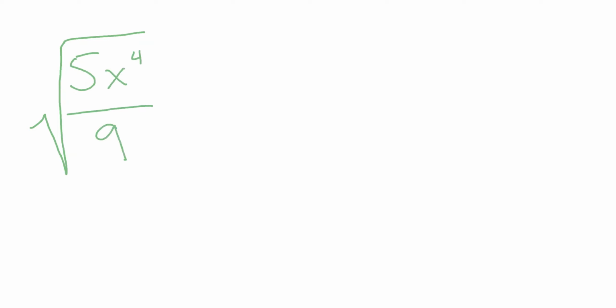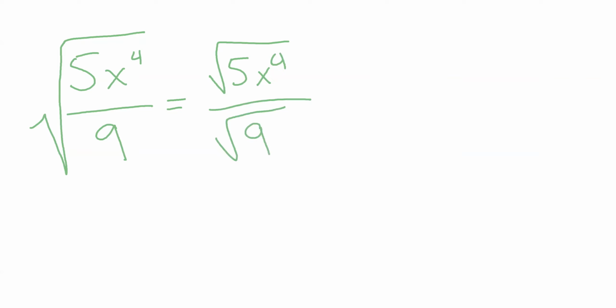Let's go on to our next problem, the square root of 5x to the 4th over 9. All right. So we can use our properties to break this up into the square root of 5x to the 4th over the square root of 9. And we know that the square root of 9 is just 3 because 3 squared is 9. Conversely, we could also think about 9 as 3 squared, and we're taking the square root of 3 squared.